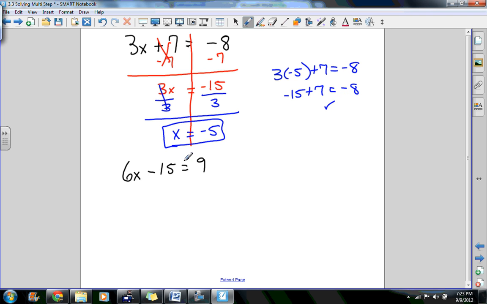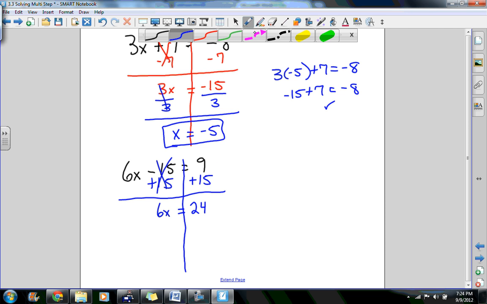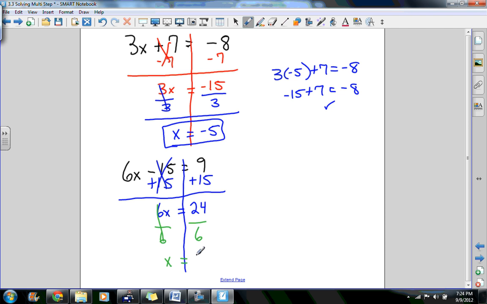As we move to the bottom, it's the same process that we just did. Okay, we want to get rid of what's farthest away from the variable, which is the -15. So I'm going to add 15 to both sides. Now I draw the line to tell me to restart the process over. I get 6x equals 24. From here, I divide by 6, and I get x equals 4.